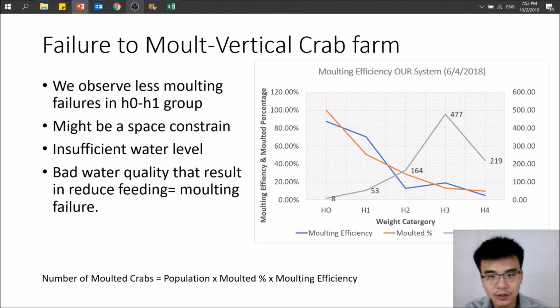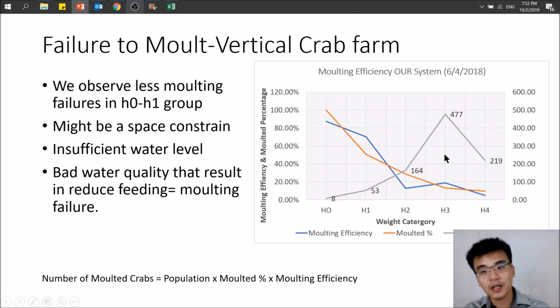For example, for H0 crabs, within our window of observation, 100% of them tried to molt, and they molted with a success rate of approximately 90%, which gives you an overall success rate of 90%. If we move up to the first category, H1, only 50% of them try to molt. Assuming you have 10 crabs in the H1 category, from 100 to 200 grams, only 5 of them try to molt. And out of the 5, only 70% are successful. So that gives you an average of about 40% success rate.